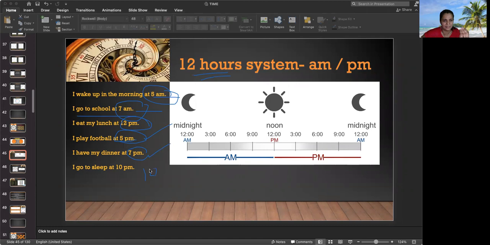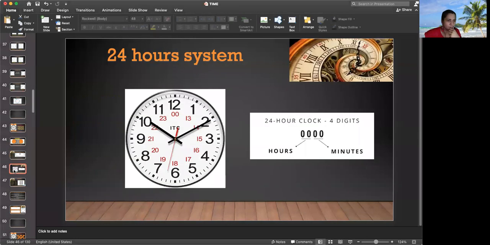It could be even 10:30 where you have minutes coming in. It doesn't matter. But when they use a.m. or p.m., it means they're using the 12-hour system. So that's 12 hours. Let's move on now to understand the 24-hour system.